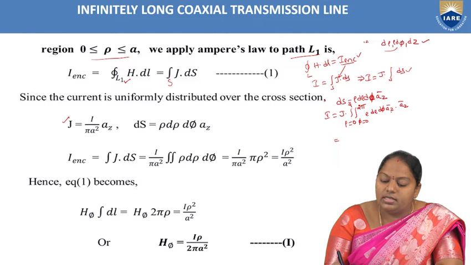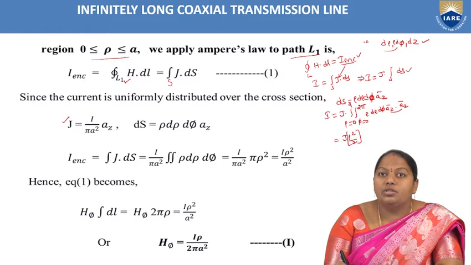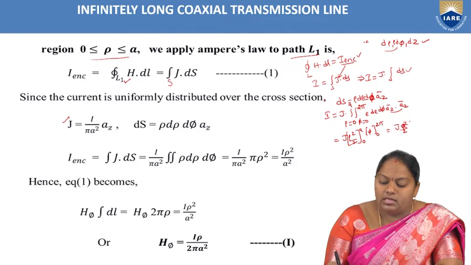So here, az dot az value is 1, then j, then rho is to be considered as rho square by 2. Then if you integrate with respect to rho, rho square by 2 is the result. Then if you substitute limits 0 to a, and for phi, limits 0 to 2 pi, then it becomes j rho square by 2, meaning a square by 2 into 2 pi. So this 2 gets cancelled. J pi a square is nothing but I.